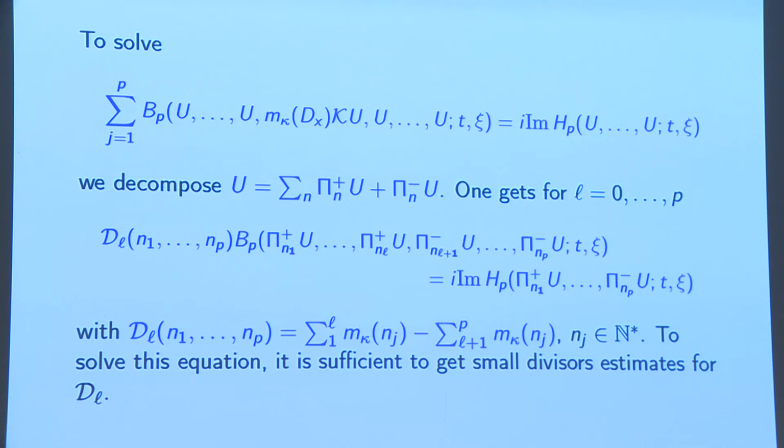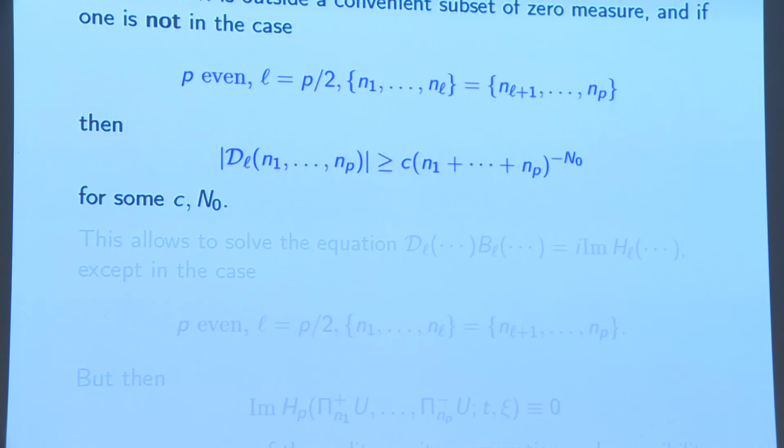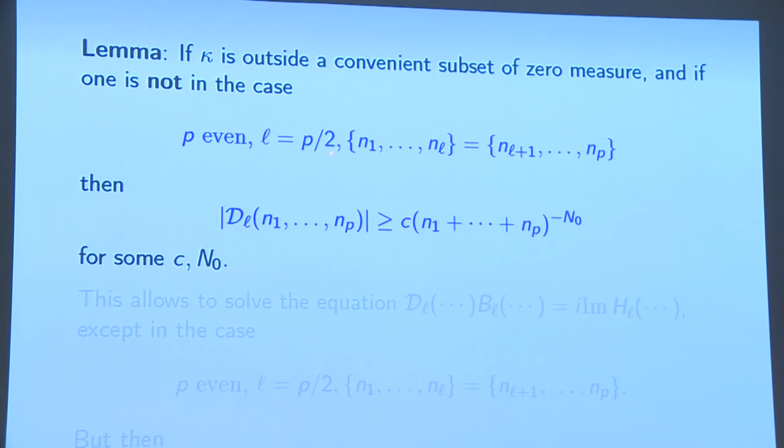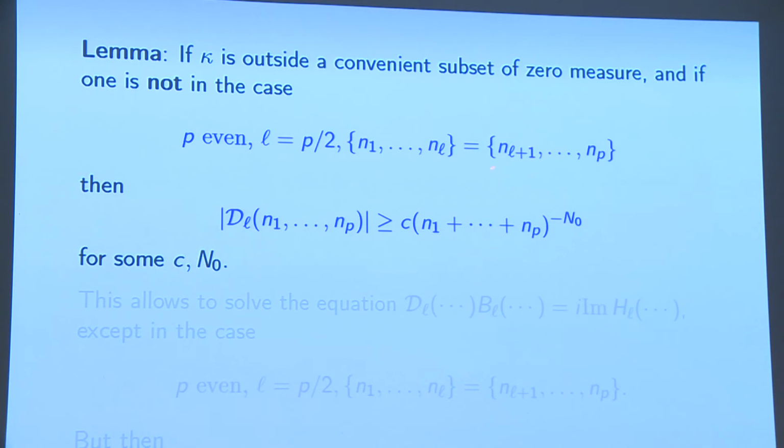And so I have to distinguish two cases. The first one being the case when such a scenario does not happen. So let me assume that I am not in the preceding case. That is in the case when P is even, L is P over 2, and the set N1 to NL coincides with NL plus 1 to NP. Since in this case, dl, the function dl vanishes identically.